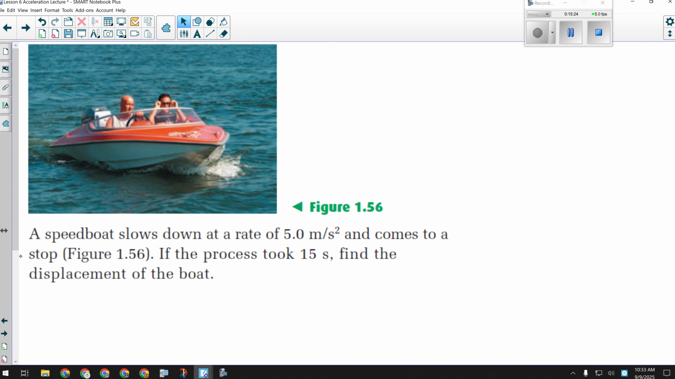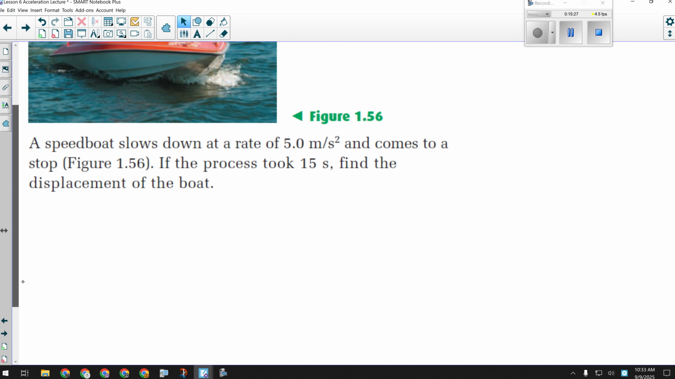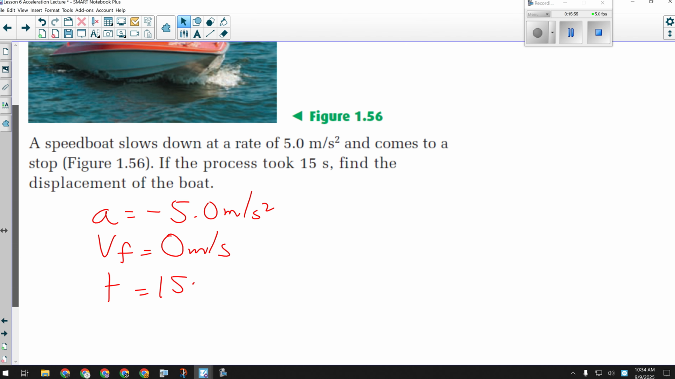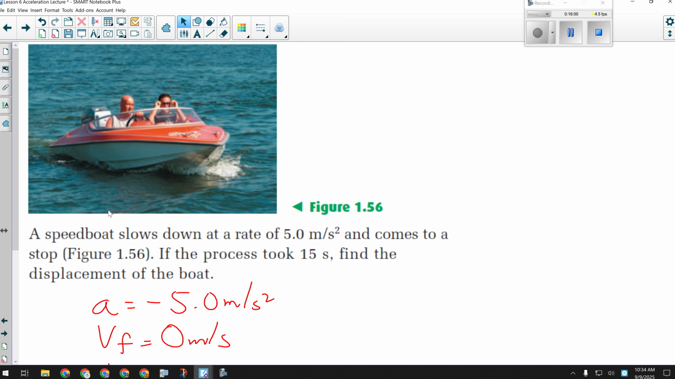So what I have here is slowing down at a rate of 5 meters per second squared. That's the way I would say it in a question as well. I just have to know that that number is negative mathematically. So it's slowing down, so my acceleration is negative 5.0 meters per second squared. It comes to a stop, so VF is 0 meters per second. It takes 15 seconds, and I'm looking for the displacement of the boat. So that's what I've got.